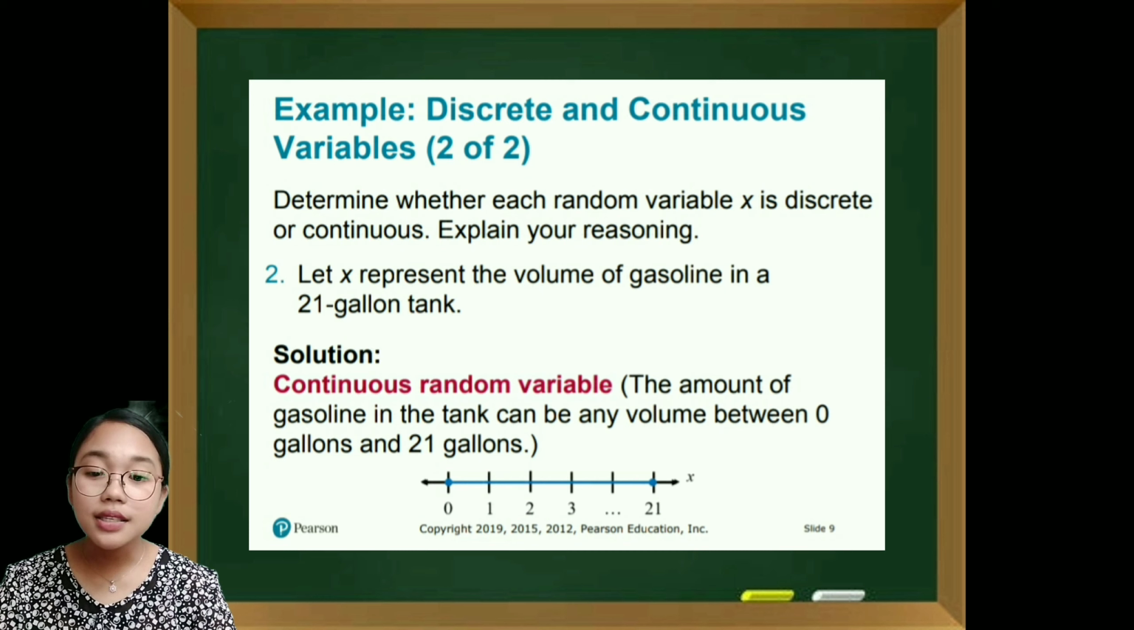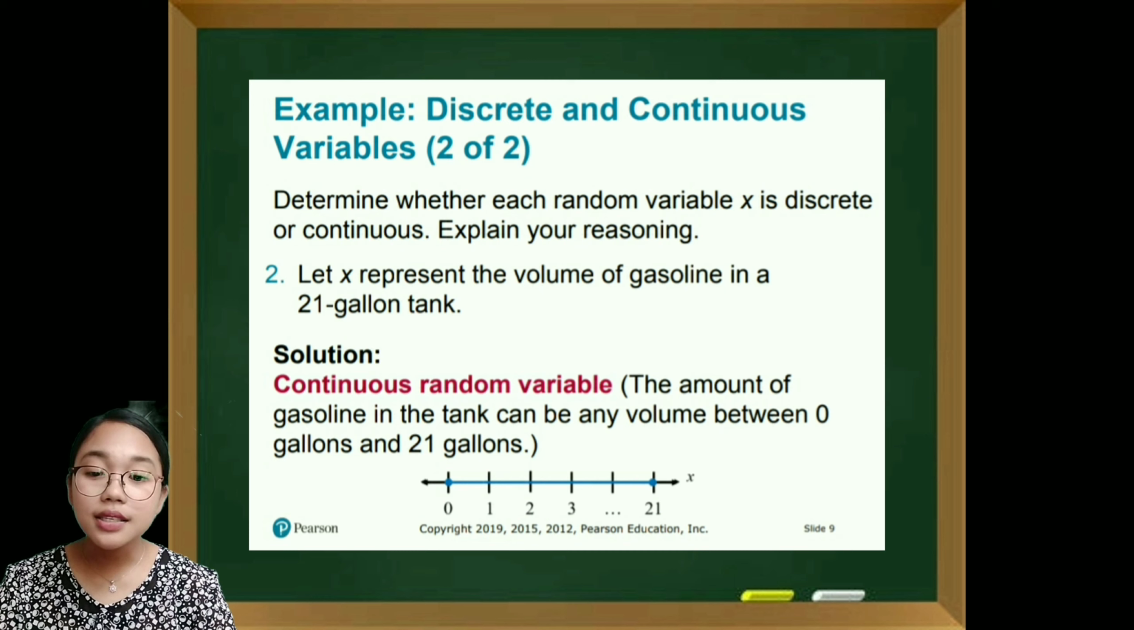There are two types of random variable. First is the discrete random variable. It has a finite or countable number of possible outcomes that can be listed. Example: x is equal to the number of sales calls a salesperson makes in one day. We have here our x: 0, 1, 2, 3, 4, and 5.